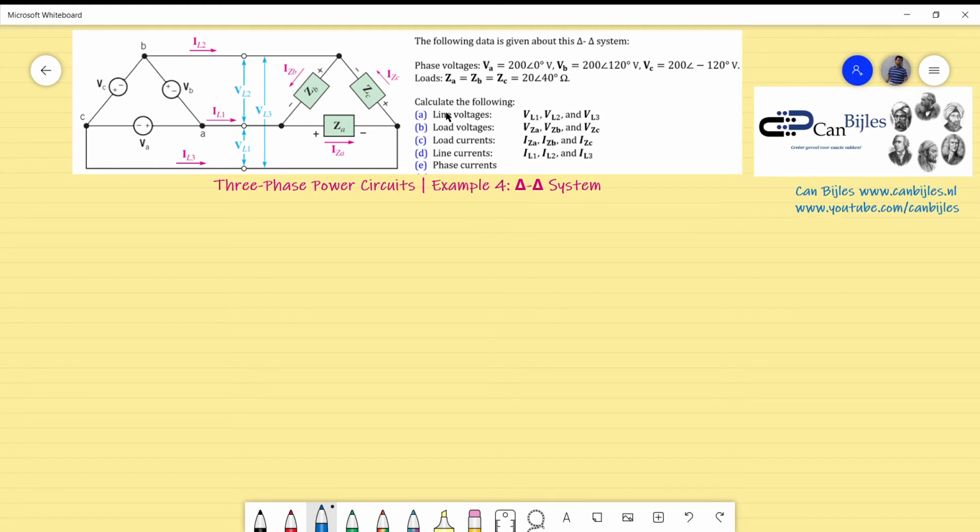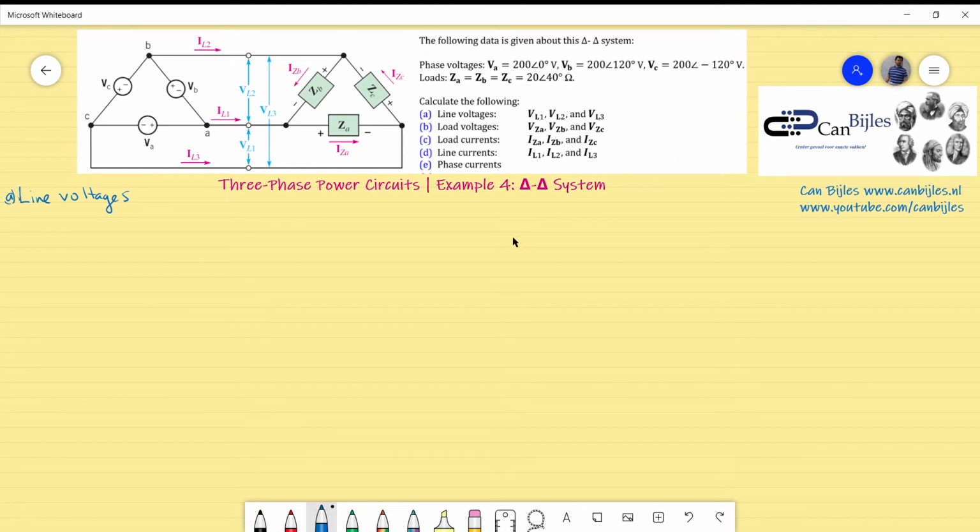The following we would like to calculate: the line voltages, the load voltages, the load currents, line currents, and the phase currents. Okay, let's start with the first one, which is the line voltages. In this case, the load is already given in the rectangular representation, so we don't have to convert it as we did in the previous example. So let's first look at VL1, VL2 and VL3.